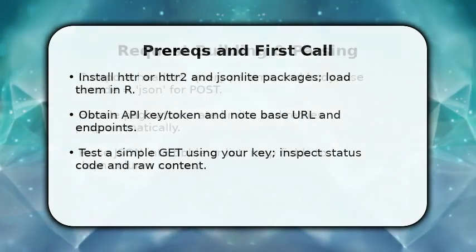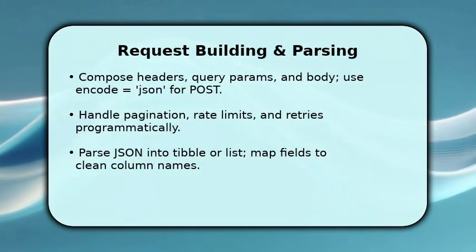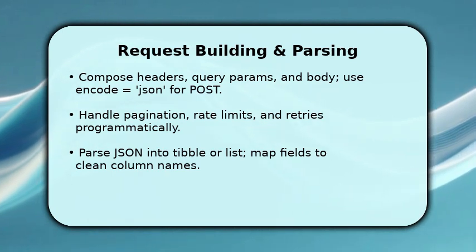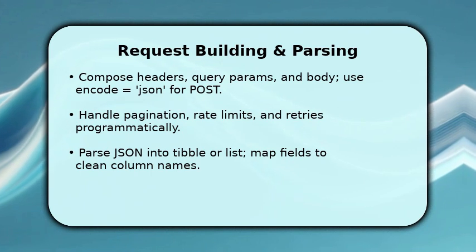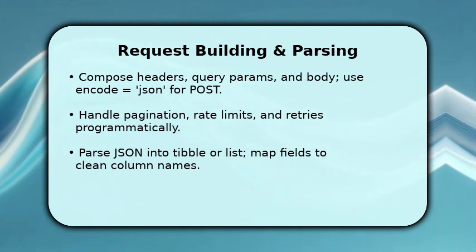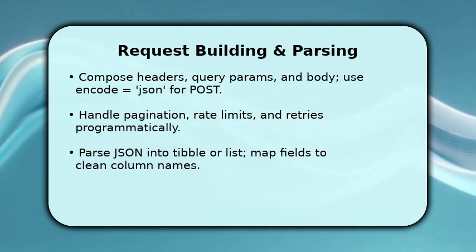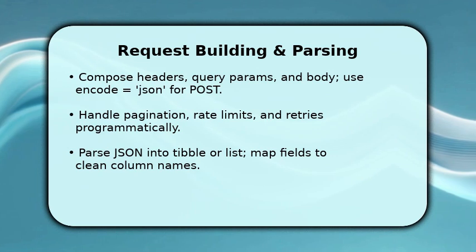Once authentication works, build robust requests. Set headers, add query parameters, and for POST/PUT include a JSON-encoded body. You should also implement pagination by looping on next page tokens or page numbers, and respect rate limits by inspecting headers then using Sys.sleep between retries.